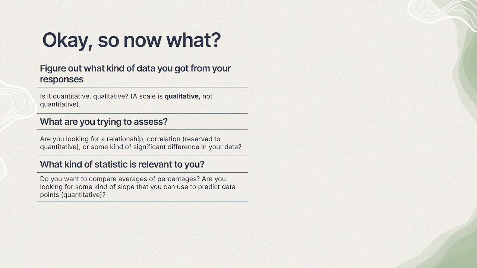Second, ask yourself what you are actually trying to assess. Are you looking for a relationship or correlation, which only applies to quantitative data? Or are you looking for some kind of significant difference between groups? Third, figure out which statistic is actually relevant. Are you comparing averages or percentages between groups? Or are you looking for a slope you can use to predict future data points? Answering these three questions will point you directly to the right tool, whether that's a mean comparison, a proportion test, a chi-square test, or a regression line.